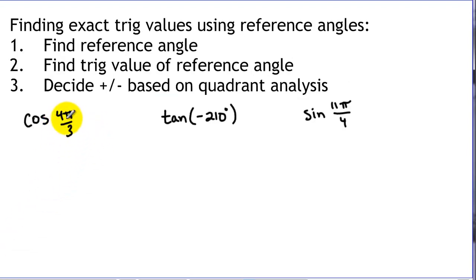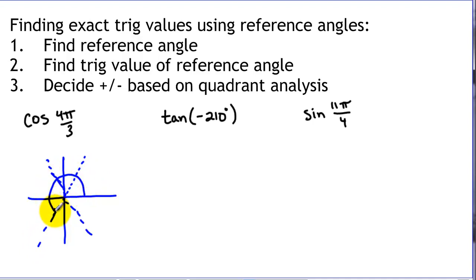So what we first want to do is determine our reference angle. So let's draw a little coordinate plane here. And since we're dealing with thirds here, we're going to again divide up into thirds. And we're going 4 pi over 3. So 1, 2, 3, 4. We're right here. So our reference angle is pi over 3.